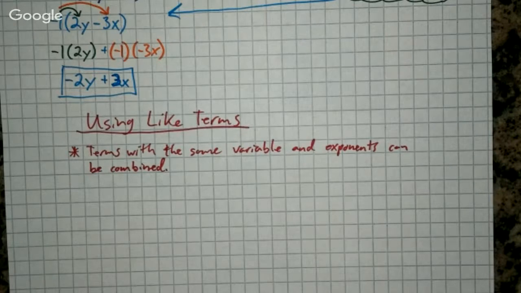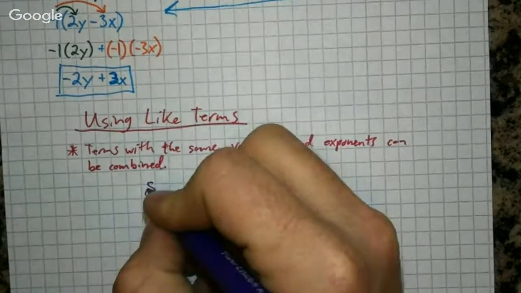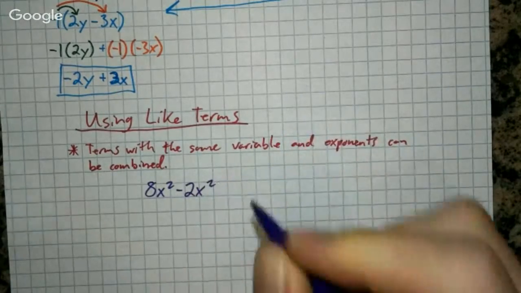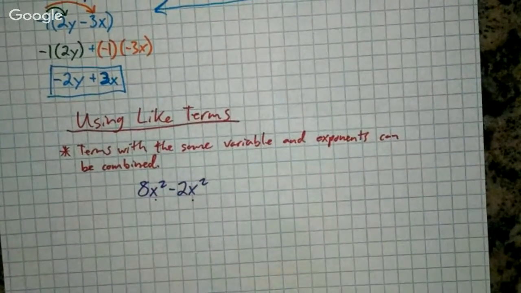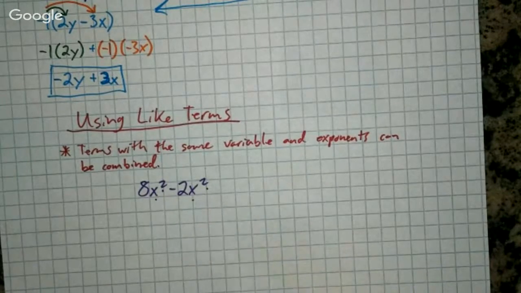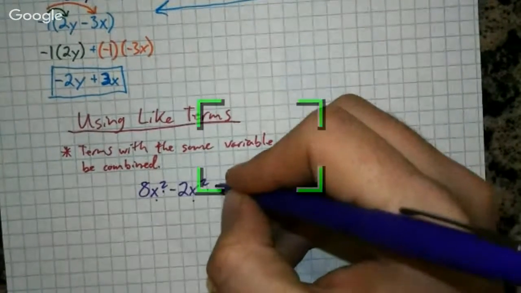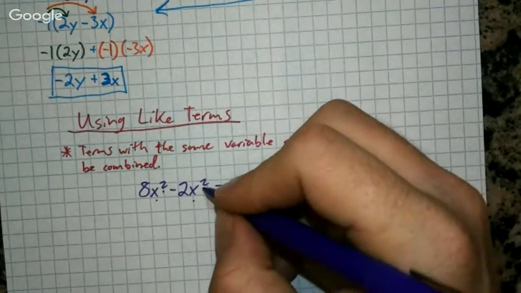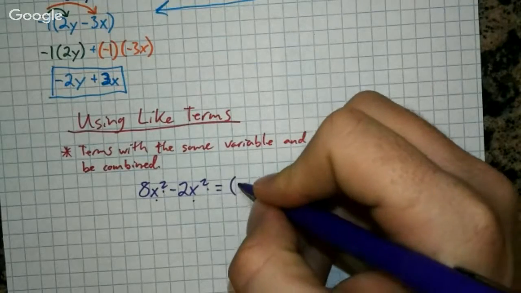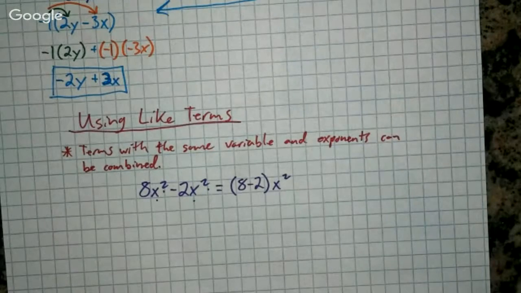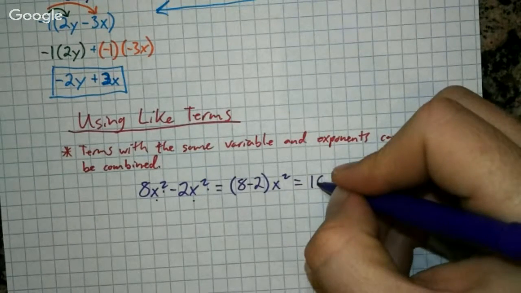All right. So let's go ahead and look at a basic one, and then we'll do some modeling. We have 8x squared plus 2x squared. We have the same variable, x, and the same exponent, 2. So these can be combined. Now, to make a short story long, we could just go ahead and say we can use the distributive property of this by going 8 plus 2 times x squared, and then we can fill it in right there.